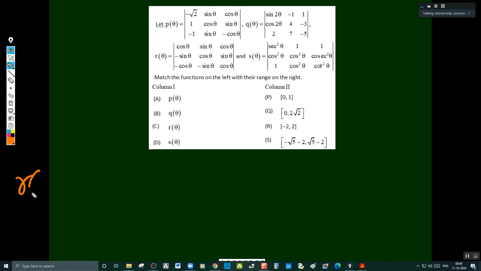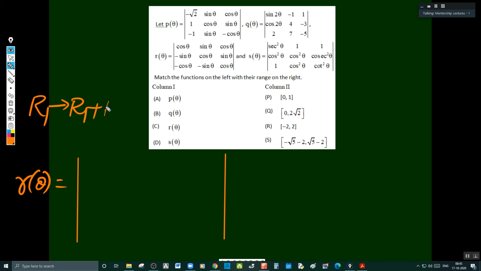R of theta is equal to... what is it that we are performing? We are performing R1 plus R3. R1 changes to R1 plus R3. So this becomes 0, this becomes 0, this is 2 cos theta. And write only this, it's a cofactor: minus sine theta, and it is cos theta, and it is minus cos theta, minus sine theta.